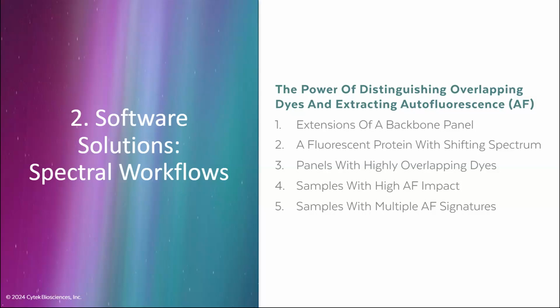Like this example that I'll show you, a fluorescent protein that is going to have a shifting spectrum based on the redox state. Then, of course, panels with highly overlapping dyes is a good example. And I'll dedicate the last part to autofluorescence. Show you samples that have high autofluorescence. Show you samples that have multiple autofluorescence, how we extract them, how the software provides you with workflows that are simple to use to do these more complicated tasks.